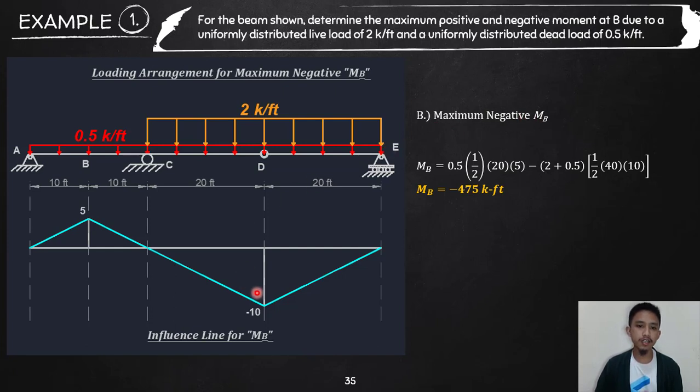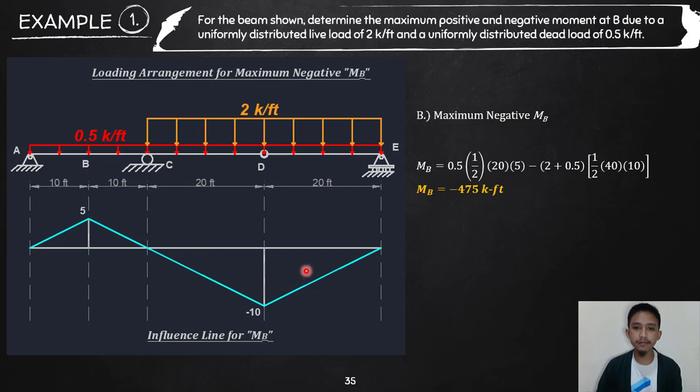So again, as you can see, we will be guided by this influence line. For us to have the possible maximum, we will only load the variable load within the negative area of the influence line. We will not be putting it on the positive because that will cancel out the negative, since what we're after is just the maximum negative. But still, of course, we need to consider the dead load to be within the entire span, since that is stated in the problem as a dead load.